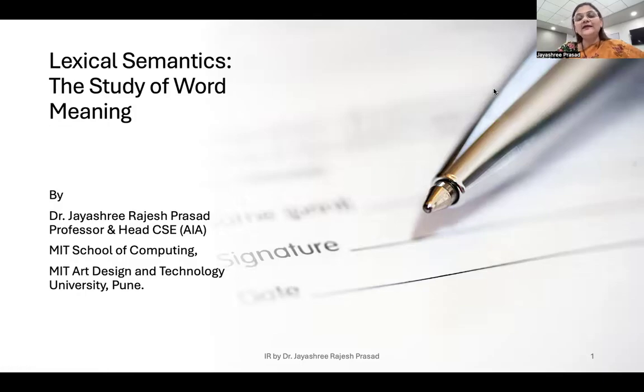Hello everyone. Today we will explore a fascinating part of linguistics, lexical semantics, which is all about understanding how words carry meaning. It's the foundation of how humans and machines make sense of language.